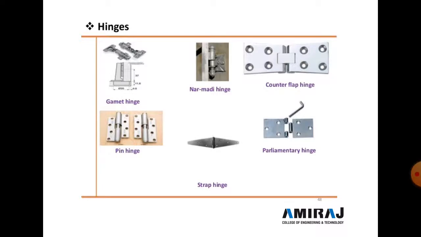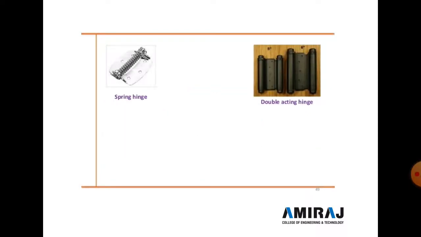Now next are the spring hinge and double acting hinge. The spring hinge is generally used in furniture work. When we open the door shutter and after completion of the work, the door is closed easily. By using the spring, the door is closed easily.